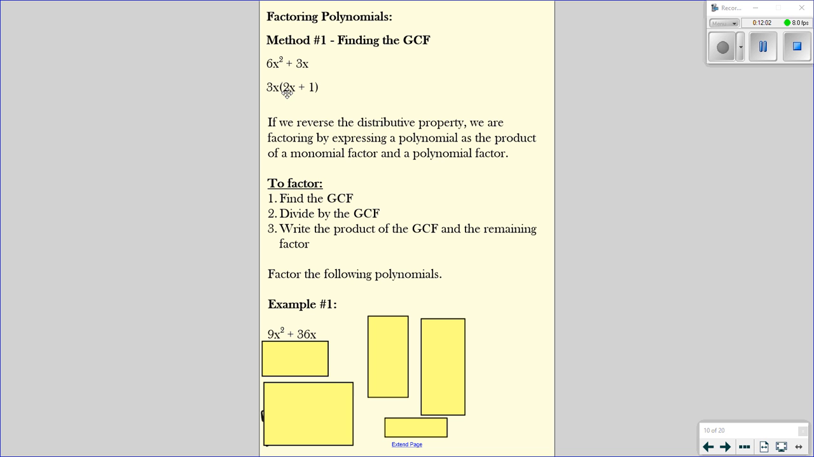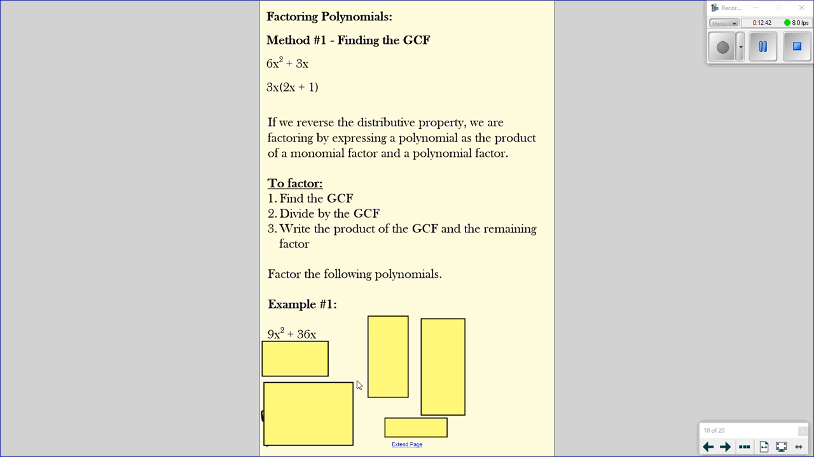So notice that 3x times 2x plus 1, if you were to do the distributive property, you would end up with 6x squared plus 3x. But we're trying to figure out how we work backwards from that. So in order to do that, we have to find the GCF. Basically, when you looked at this one, they found the GCF to be 3x. Then you divide 3x into both of the terms, and you get your remaining factor inside the parentheses. Then you write it as a product of the GCF and the remaining factor.